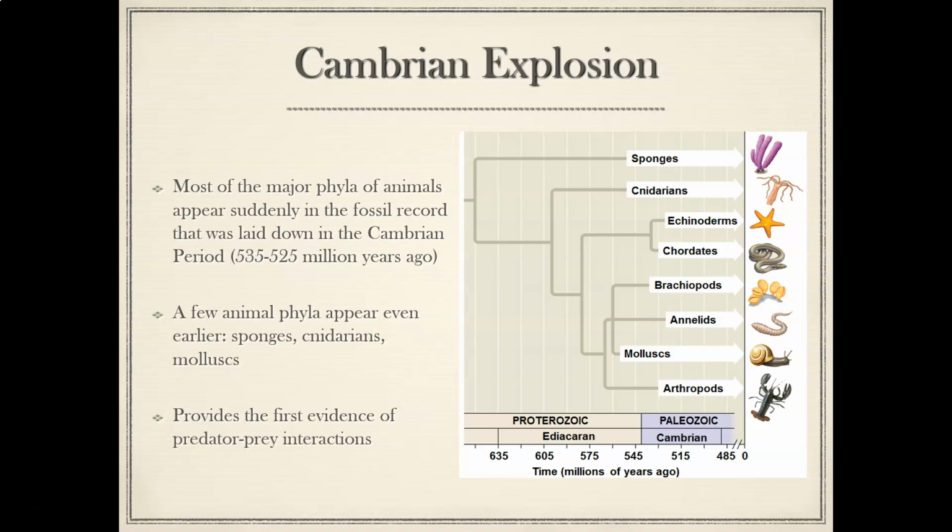One of the biggest jumps in life on Earth was during the Cambrian explosion. And this is where most of our major phyla of animals that we currently still have existing appeared all of a sudden in the fossil record. And of course, when we say all of a sudden, we're still talking geologic time here. So we're talking somewhere between 535 to 525 million years ago.